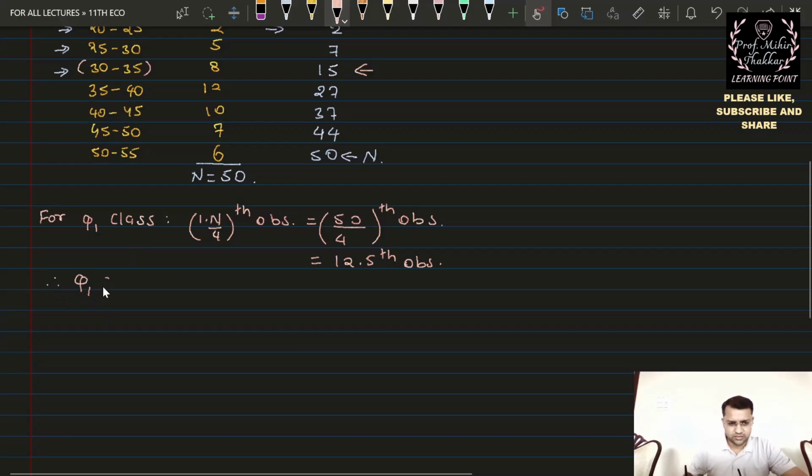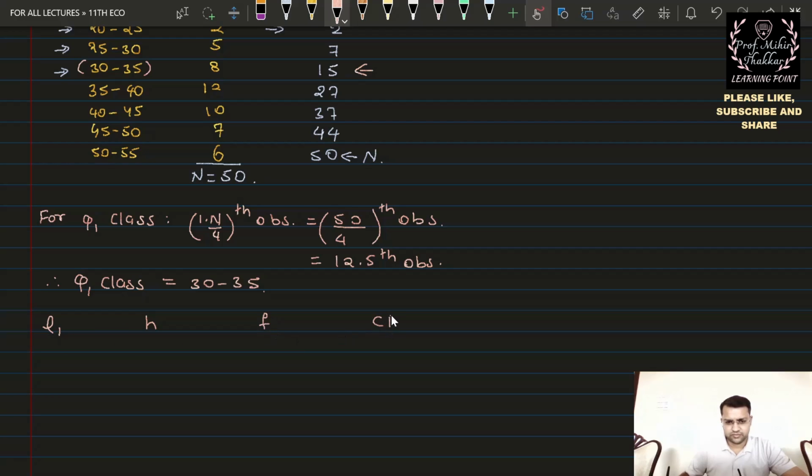Therefore, my friends, Q1 class is 30 to 35. So looking at the class, I can find the value of L1, h, f, and the Cf. So L1 is the lower limit of this class, which over here is 30. h is the class width, difference between 30 and 35, which is 5. Frequency of this class is 8, and cumulative frequency of the above class is equal to 7.